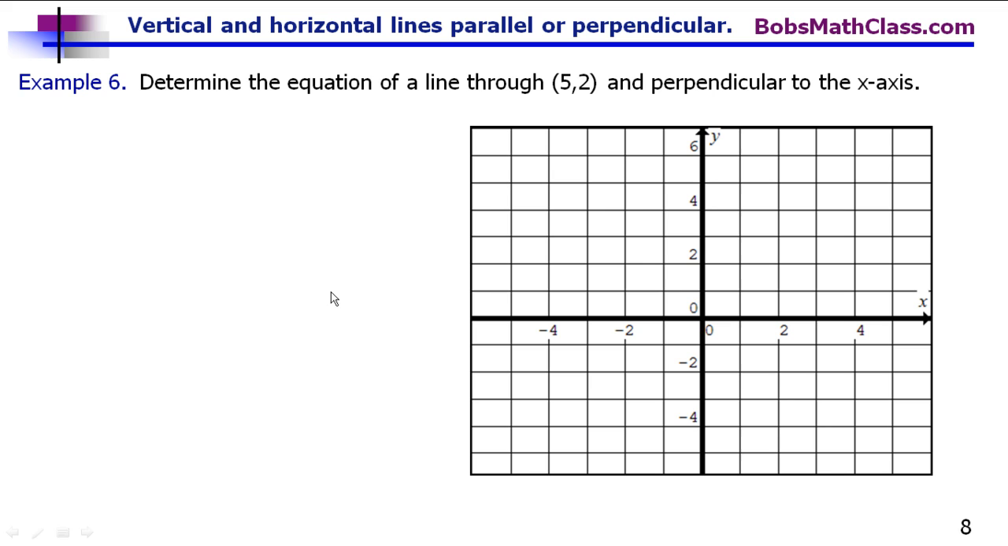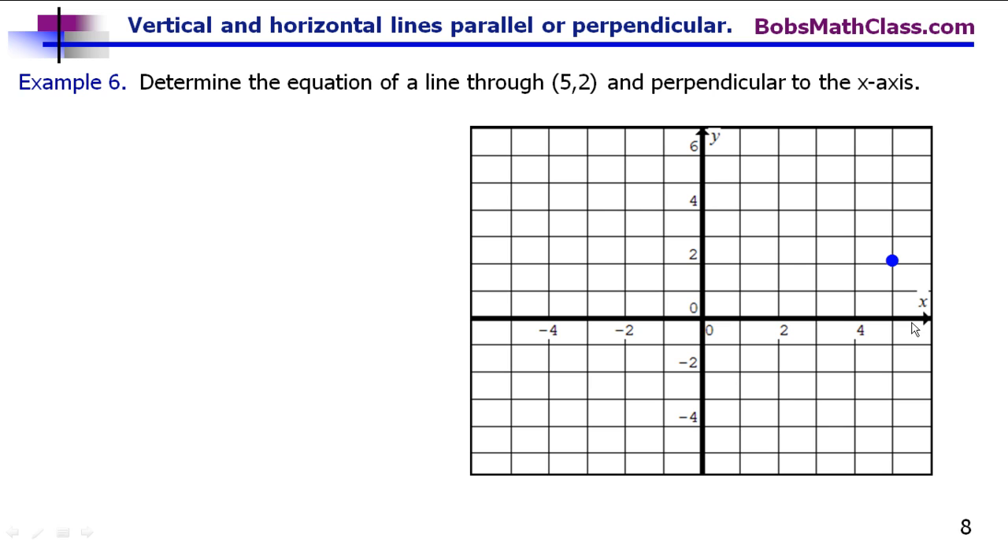Let's do another one. This one goes through 5, 2 and is perpendicular to the x-axis. So let's plot 5, 2. Right about there. Now, perpendicular, that means it has to be opposite. What does the x-axis look like? Well, the x-axis is right here, and it's a horizontal line.